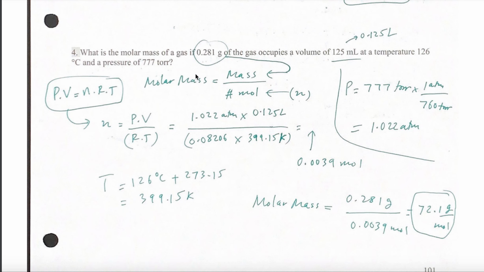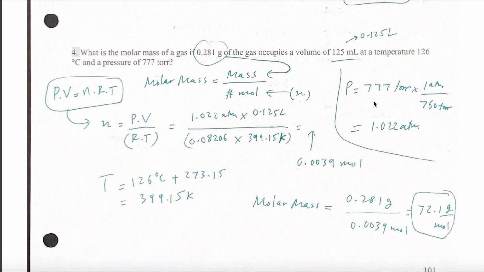Now we are asked to calculate molar mass. By definition, molar mass is the mass divided by the number of moles. So from this calculation, we got the moles, and mass is given. So you take mass divided by the number of moles, you should get molar mass.